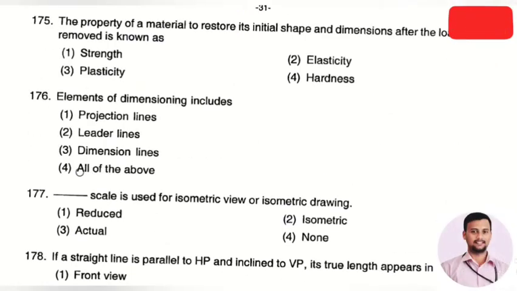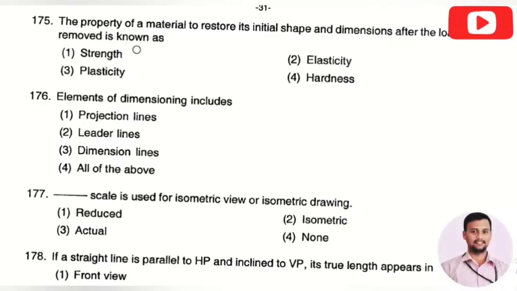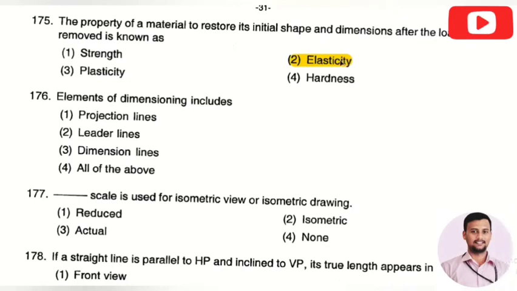The next question is, the property of a material by which it restores its initial shape and dimension after the load is removed is known as: strength, elasticity, plasticity, hardness. The right option is elasticity. The best example is an elastic rubber. When I stretch it, it will regain its original shape and size. So that property is known as elasticity.